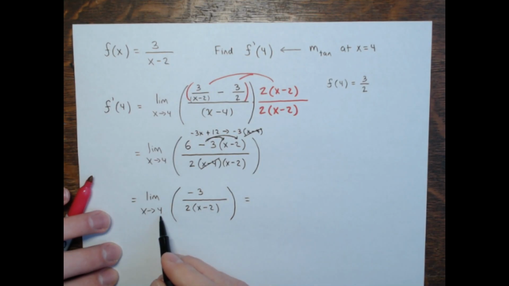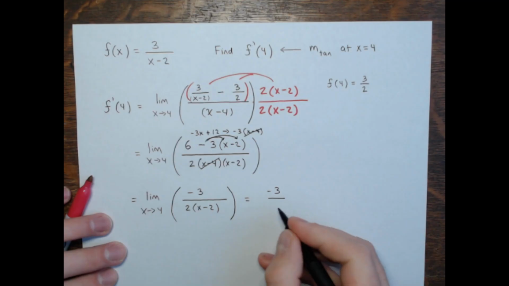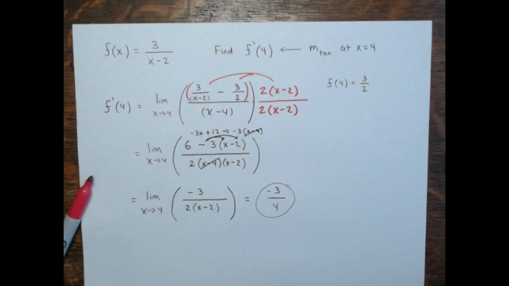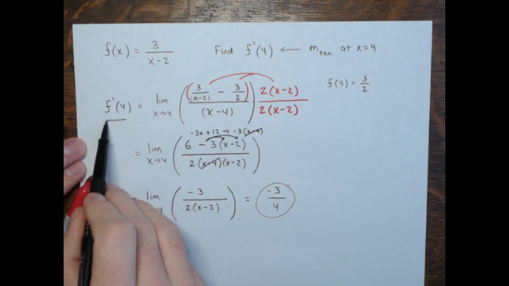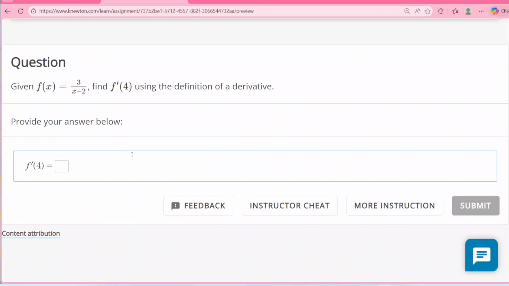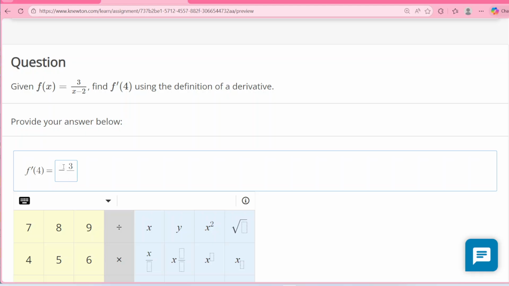And if x was 4, you'd have negative 3 in the numerator, and then 2 times 2, 4 in the denominator. The slope of the line in question, this f prime of 4, is negative 3/4. Right, so see, no different. It really is no different than questions in those first three objectives.